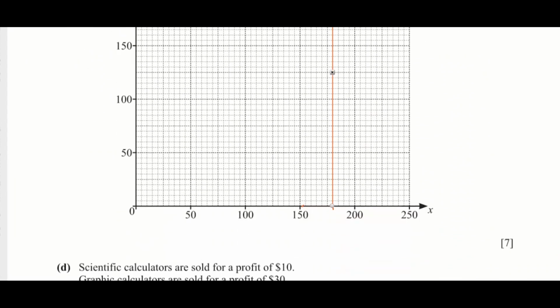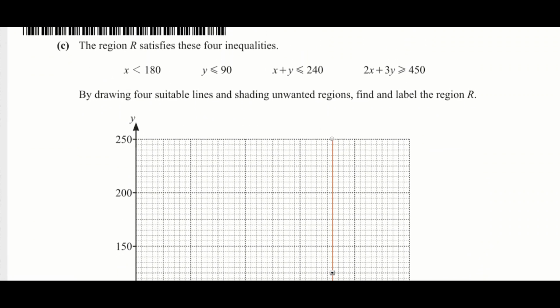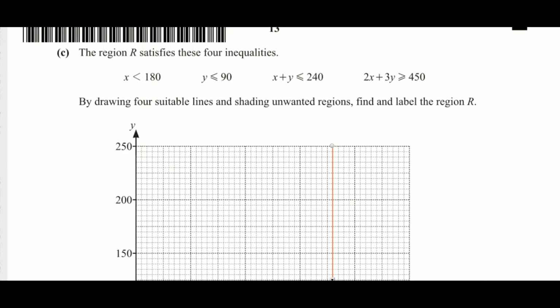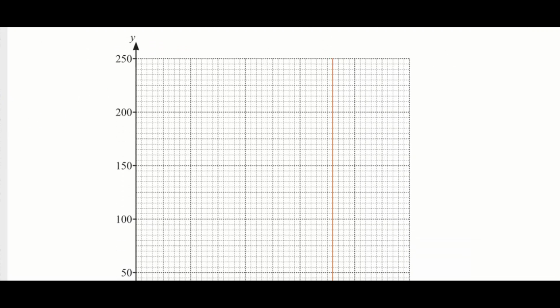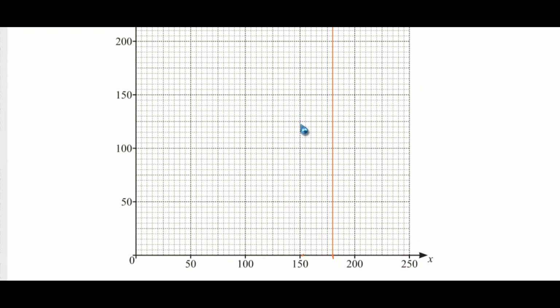So from here now, we are asked to draw the 4 suitable lines and shade unwanted regions. So we need to get our unwanted regions. So the wanted regions are the regions that are less than 180 for this one now. So let's say for instance, what's the value of x here? If I pick a point here, x is 150. I need this area. So this region is wanted. So this is the unwanted region for this one.